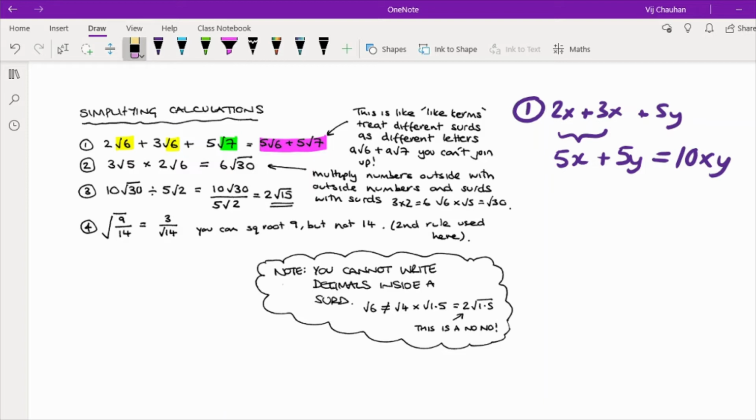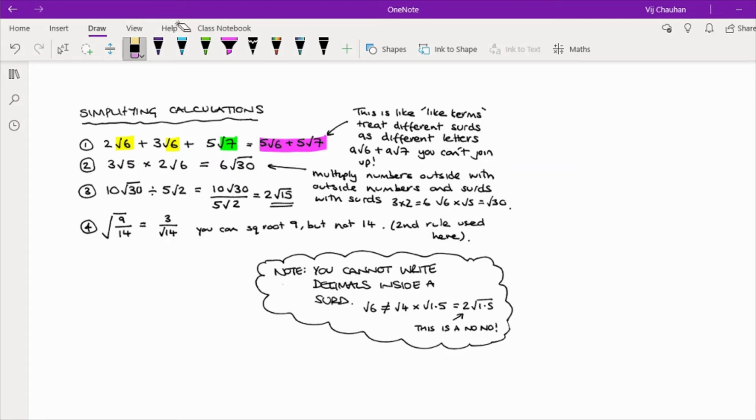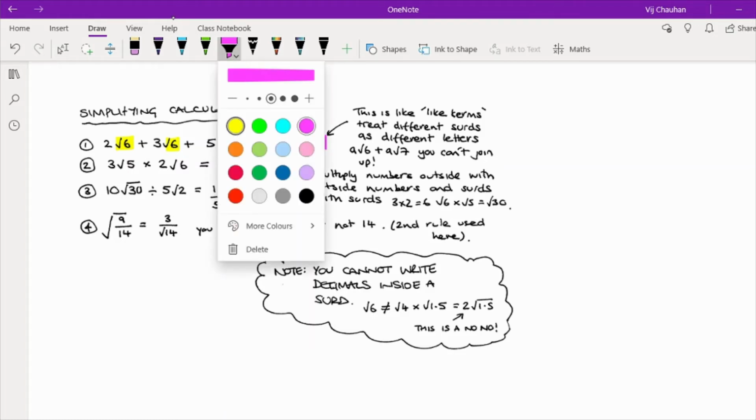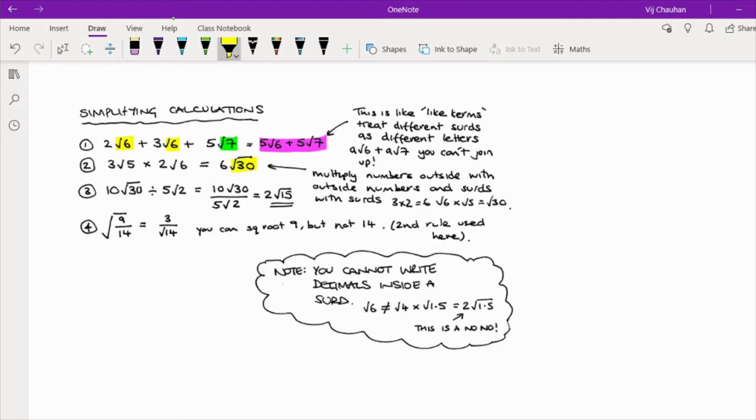Moving on to example 2. So here I've got 3 root 5 times. When we're multiplying, similar to simplifying algebraic expressions, I can multiply numbers with numbers, letters with letters, and here what I do is I multiply numbers outside the respective surds and multiply the numbers inside the surds together. So here I've got 3 times 2, which is 6, and 5 times 6, which is 30. Now when you have done this, think to yourself, can I simplify this? Is there a square number that goes into 30 so I could then go on and simplify that further? In this case there isn't, so the answer would be left as 6 root 30.